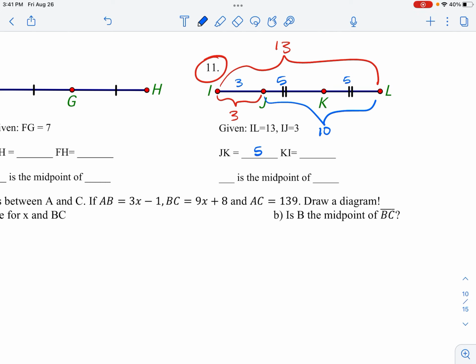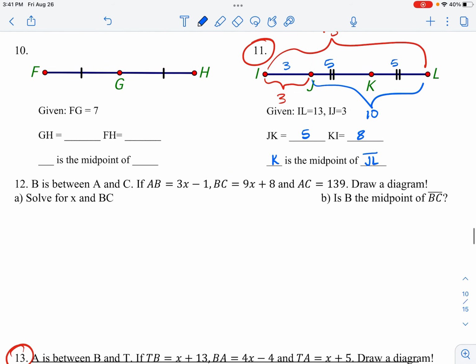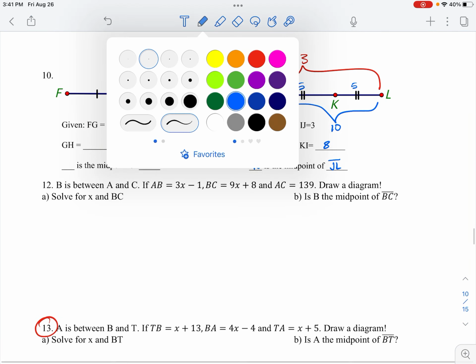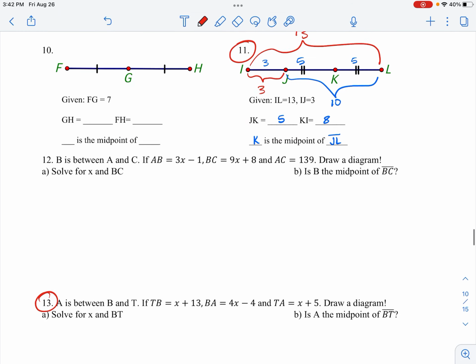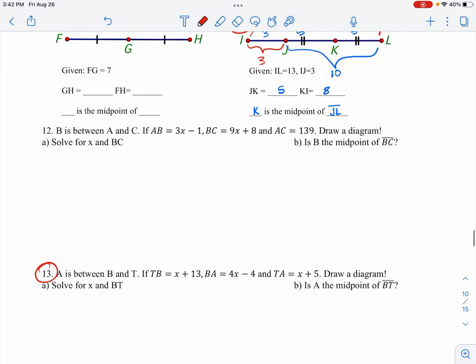And KI is a little bit trickier because we're actually going, let's say this is 5. That means this is 5. And this is 3 if you want to put a 3 here. That means from K to I is 5 plus 3, which is 8. Okay? And now we could also say K is the midpoint of JL. So use that as a reference for number 10.